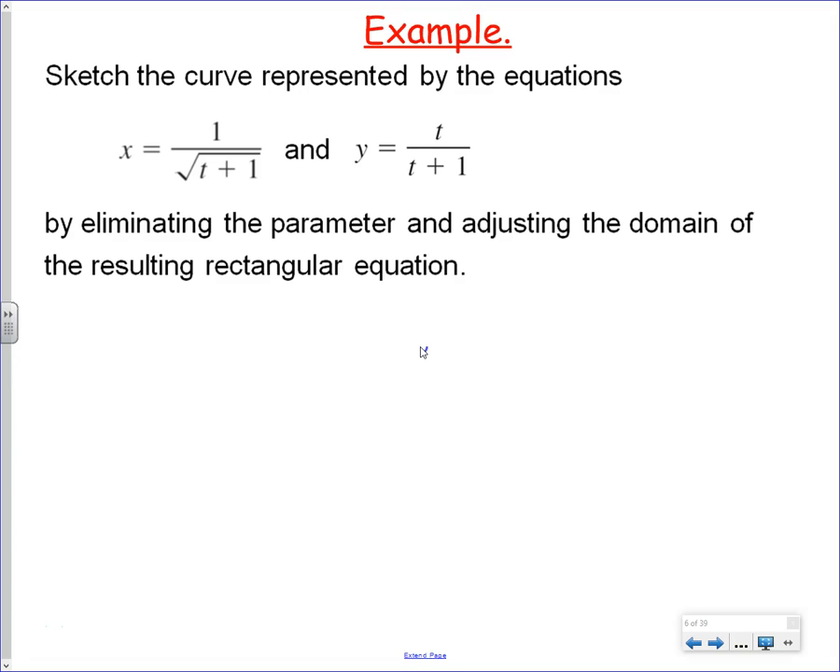The steps are the exact same. Start with the x equation, x of t, solve for t, plug into the y equation. There is an extra tricky piece, adjusting the domain. Hang in there.